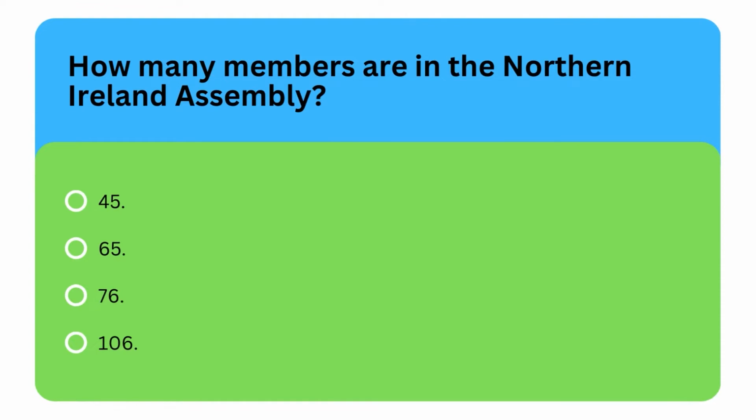Next question is, how many members are in the Northern Ireland Assembly? Options are 45, 65, 76, or 106. So the correct option is last option. There are 106 members in the Northern Ireland Assembly.